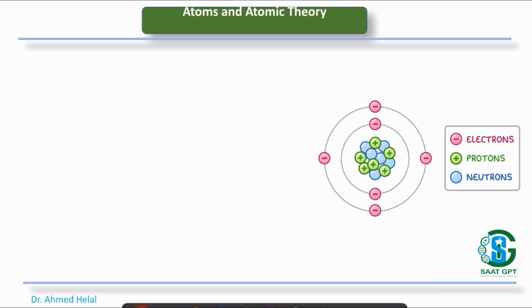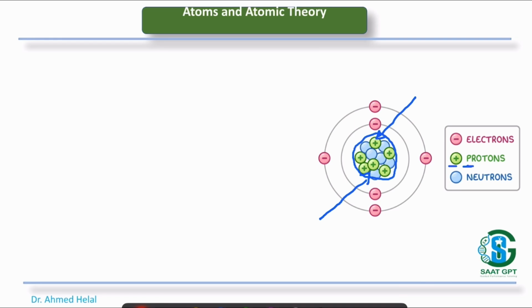Here we have a diagram of an atom. In the center, as Rutherford said, we have the nucleus. We can observe that we have 2 types of particles. The green particles are known as protons, and we have the blue ones, known as neutrons. The charge of protons is positive. Just to remember, PP: positive protons.